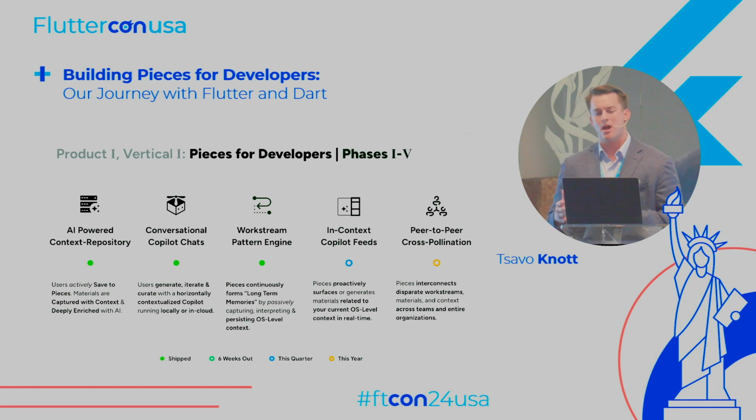And then the interesting thing about phase 1 and 2 is they're very complementary, right? Where in phase 1, you save things to Pieces. In phase 2, you generate things to save. And we're like, okay, this is really interesting. But the problem is that there's still that human-in-the-loop component.